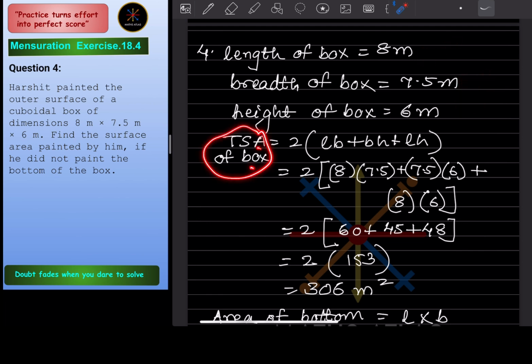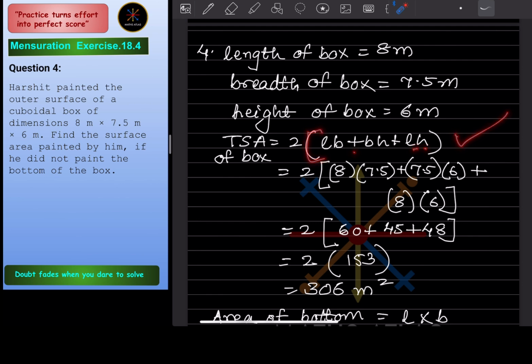Now since they have asked for the surface area painted by him, and you don't have to include the bottom of the box, here we'll take the TSA of the box. So this is twice into LB plus BH plus LH. Once again I'll repeat how to remember this formula: LB, this into this, and then this into this one. So twice into LB plus BH plus LH.